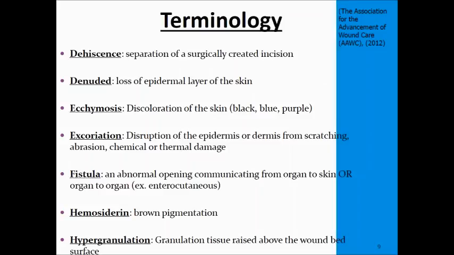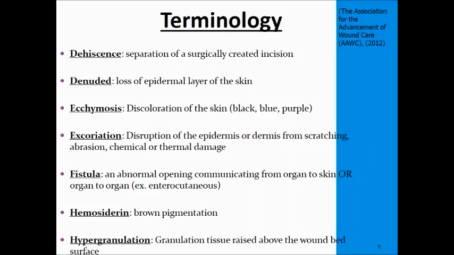Excoriation, this is disruption of the epidermis or dermis from scratching, from abrasions, chemicals, or any thermal damage. Fistula is an abnormal opening communicating from organ to organ or organ to skin. So for example, enterocutaneous fistula. Entero meaning bowel, cutaneous meaning skin.